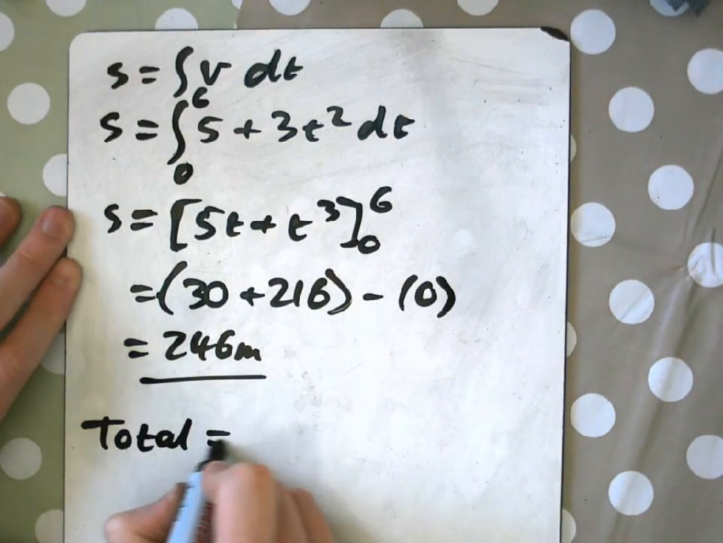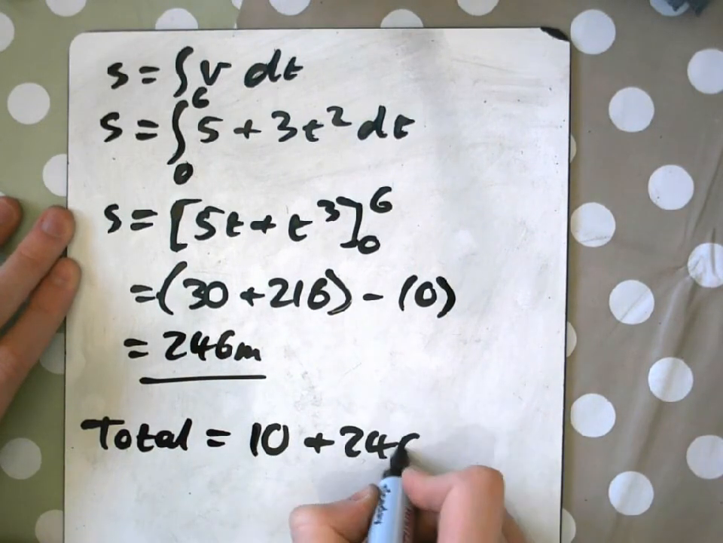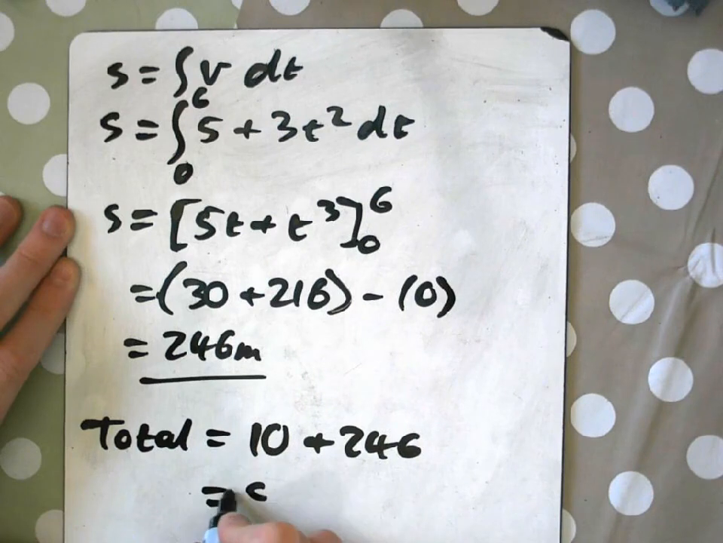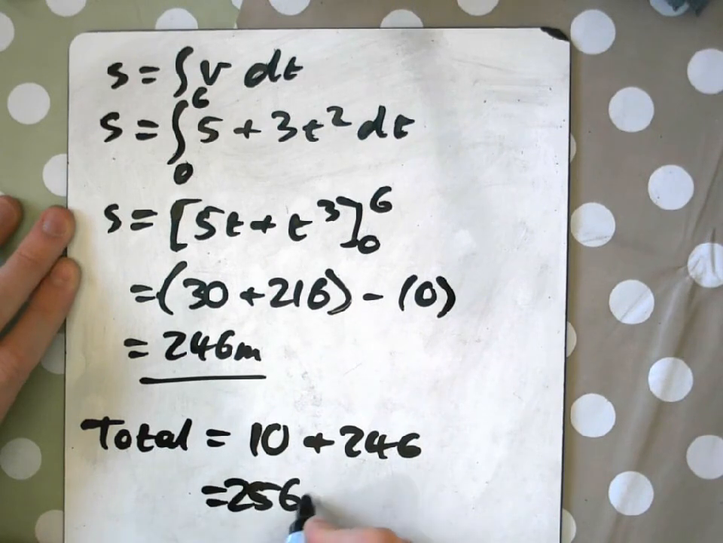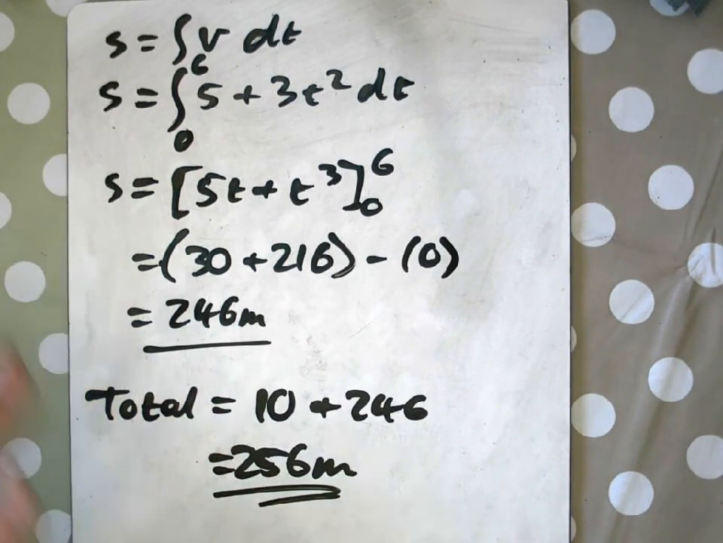Our total is that initial 10 meters we were told about at the start, plus that 246 we've calculated. Nice and simple, 256 meters there. Nothing too complicated in there, nothing you haven't seen before, but worth just getting to grips with it, make sure that it's just automatic. It makes life a lot easier later on in the course.